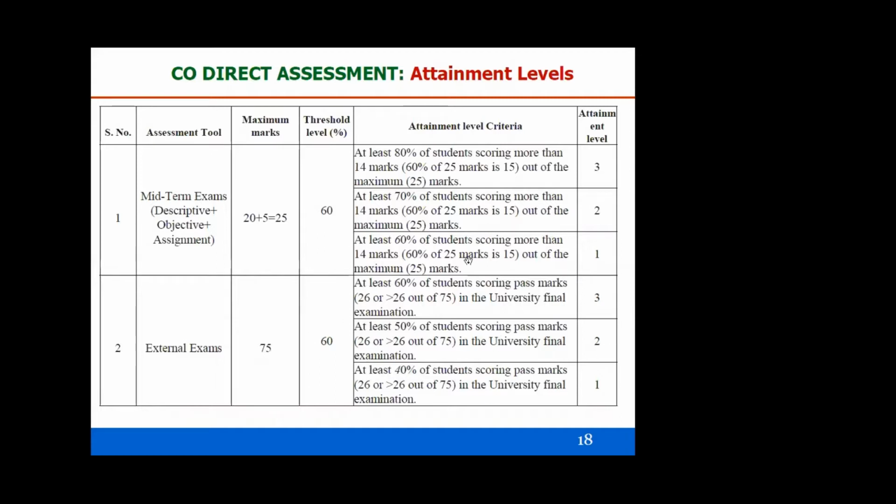Based on the result analysis, you can fix this. This is for the end exam. These two are for theory courses, that is the internal exam and the external exam. So you have to fix the threshold value, then based on that define the attainment levels.